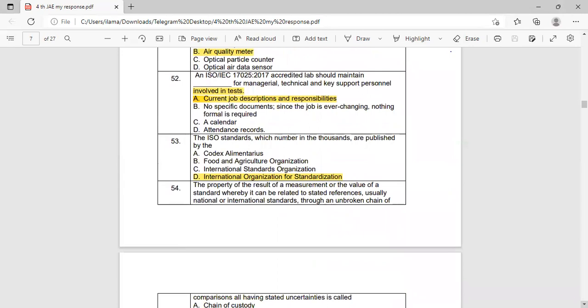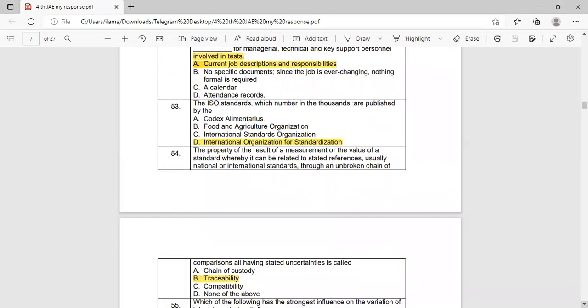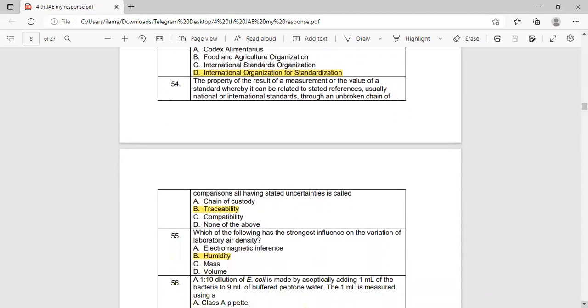Next one, the property of the result of a measurement or value of a standard whereby it can be related to the stated reference, usually national or international standards, through an unbroken chain of comparisons, all with stated uncertainties, is called traceability. Next, which of the following has a strong influence on the variation of the laboratory's air density? Humidity.